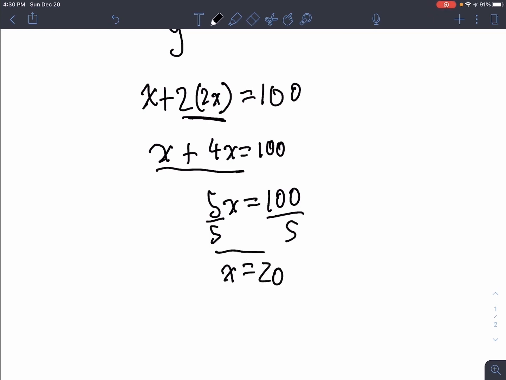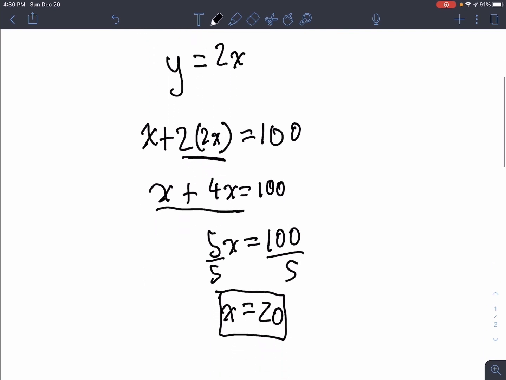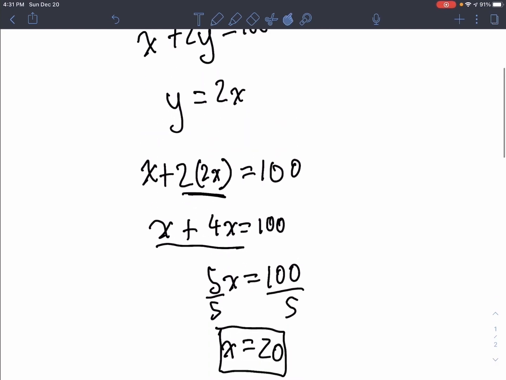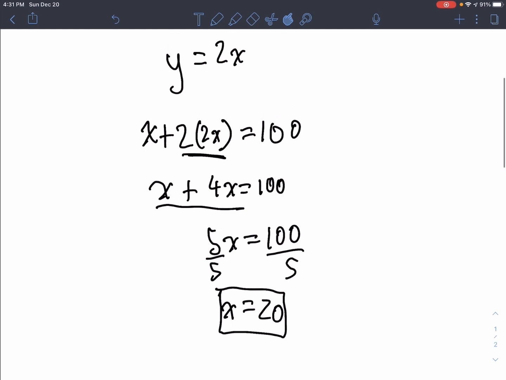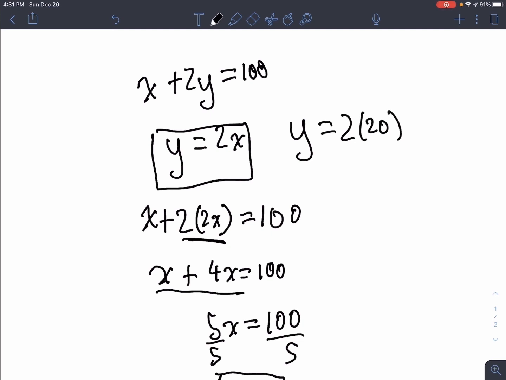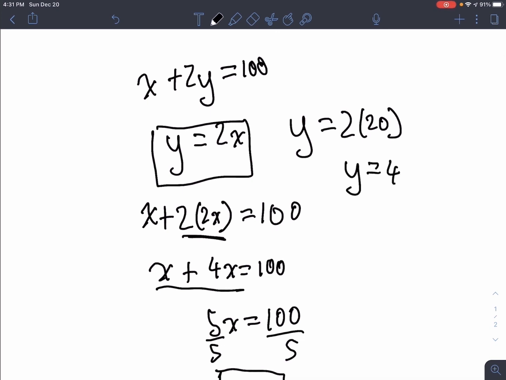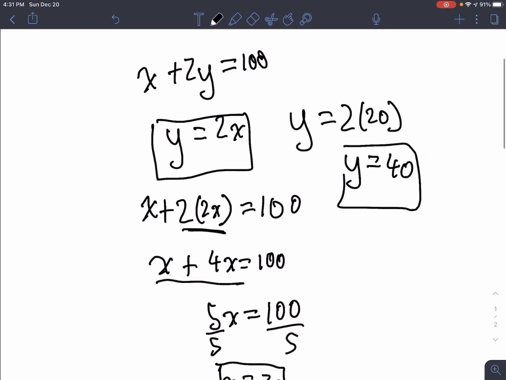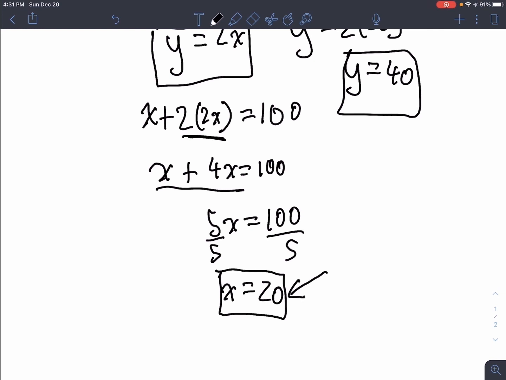We're not done yet because we're trying to solve for y as well. Now it's actually easier to solve for the second variable in the substitution method because you just substitute in a variable and it tells you the answer. So we know that x is equal to 20. Let's substitute x is equal to 20 into the second equation because we are just trying to figure out what y is. So y is equal to 2 times 20, because we just substituted 20 for x, so y is equal to 40. So we get x is equal to 20 and y is equal to 40.